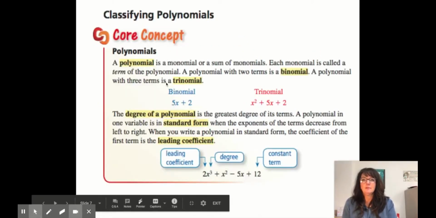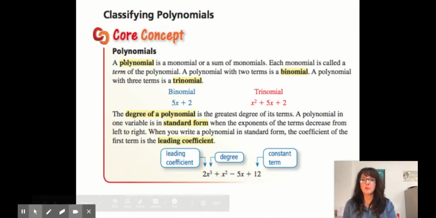The core concept. Well, we're classifying polynomials. We're talking about polynomials. So what is a polynomial? It's a monomial or a sum of monomials. Each monomial is called a term in the polynomial. So remember, I've kind of already talked about them being terms. Look at this binomial, 5x plus 2. It's like an expression. Here's a trinomial. So binomial means 2 terms. Trinomial means 3 terms. Pretty much anything over that is just simply polynomial. We don't have special names for 4 terms, 5 terms, 6 terms, and whatever. The degree of the polynomial is the greatest degree of its terms.